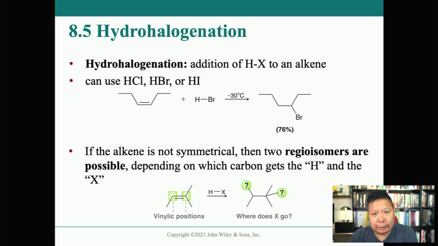The first type of reaction we want to talk about is the hydrohalogenation reaction, which is the addition of HX to an alkene. You can use HCl, hydrogen chloride, hydrogen bromide or hydrogen iodide. Here we have an alkene and hydrogen bromide, and notice the temperature is minus 30 degrees Celsius. Your freezer is around minus 20 degrees Celsius, so when we did this reaction in the lab, we would put it into a freezer. You could use things like dry ice too.